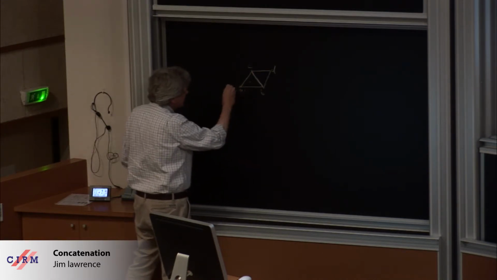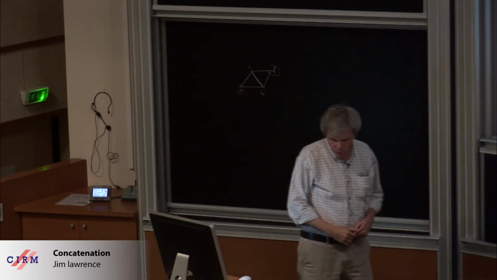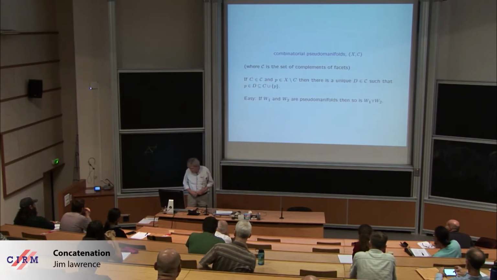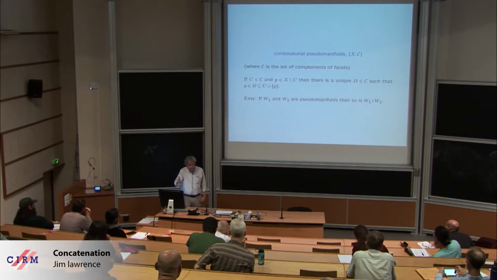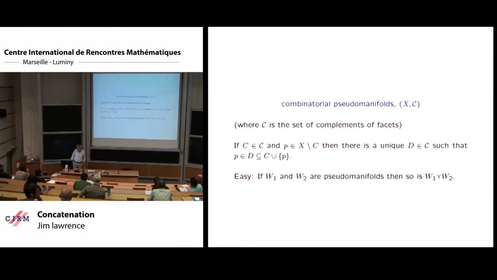So in this picture, I can replace A by D. It's easier if we look at complements. So the property is that if I have, I'll call the complements of maximal simplexes, the facets, I'll call the complements circuits again. And if we have a point P that's not in a circuit C, then there's a unique circuit that has P in it and is otherwise contained in C. And that's a combinatorial pseudomanifold.